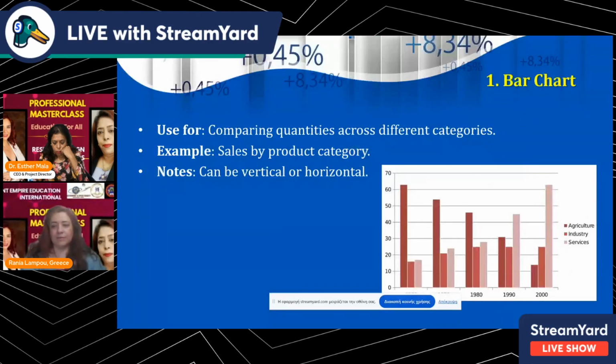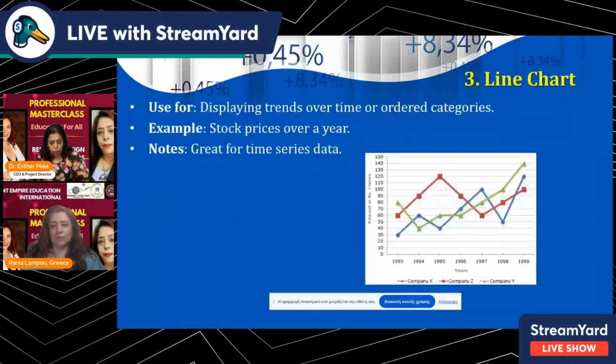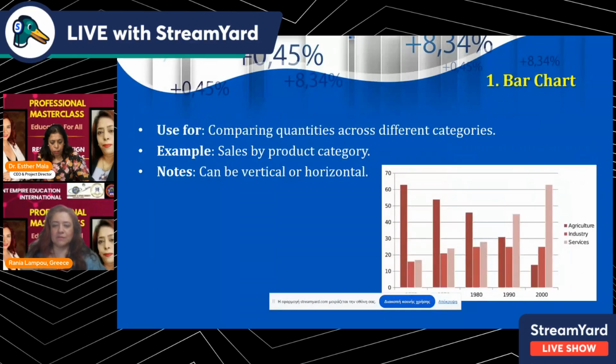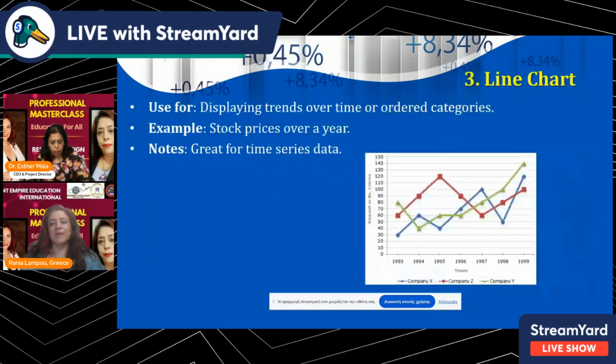Here, okay, so we have for each one the corresponding photo. The bar chart, when it's used, is used to compare quantities across different categories. The histogram shows the distribution of a single numerical variable by grouping data into bins. It's useful for understanding frequency and spread. This is vertical or horizontal.